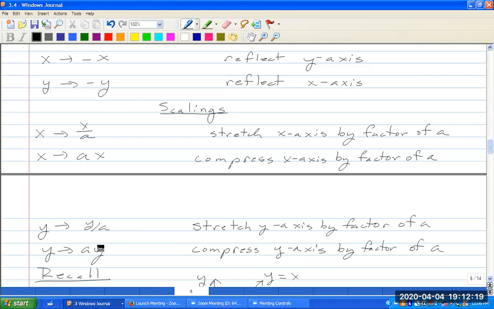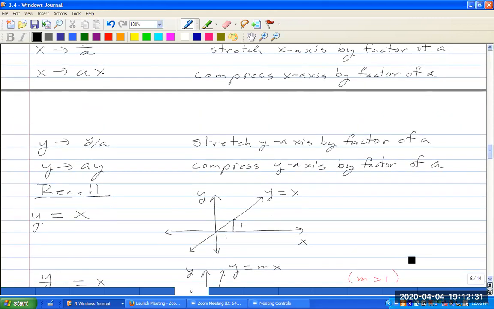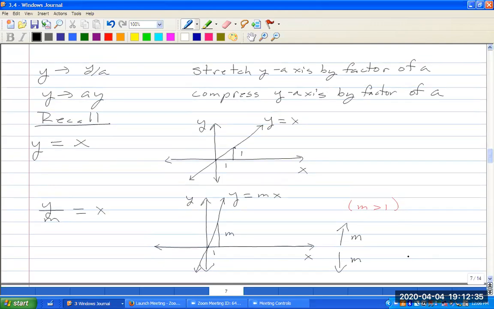If I have going to ay, then I'll compress the y-axis by a factor of a. So we've actually sort of used this. Let me explain how we did this before. Suppose you start out with the graph of y equal x.